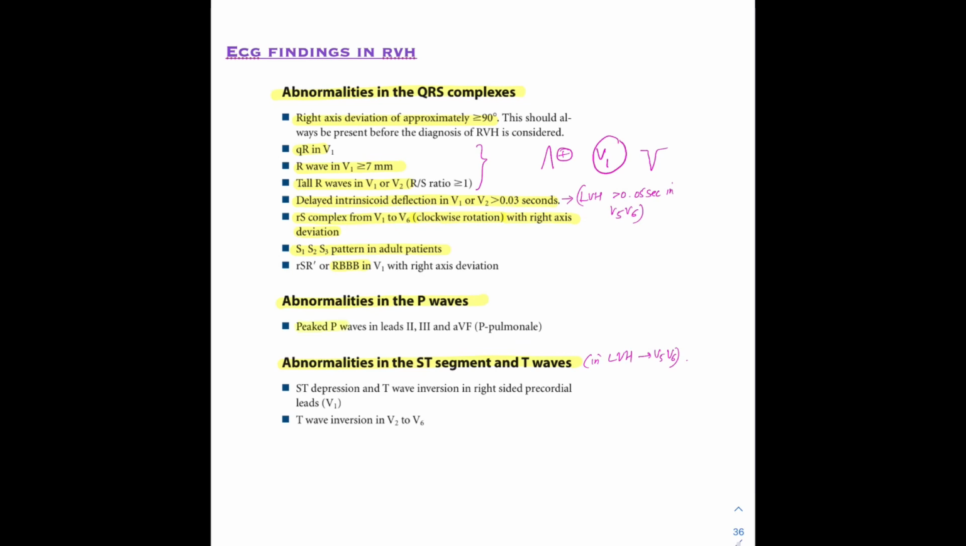Coming on to the abnormalities in the P waves, you know that peaking of the P waves represents right atrial abnormality, and this peaked P wave is also called P pulmonale.